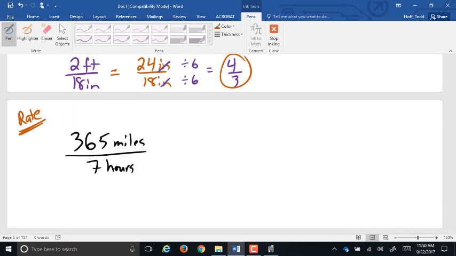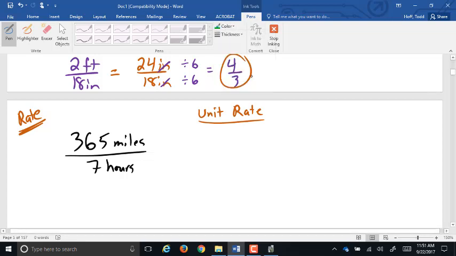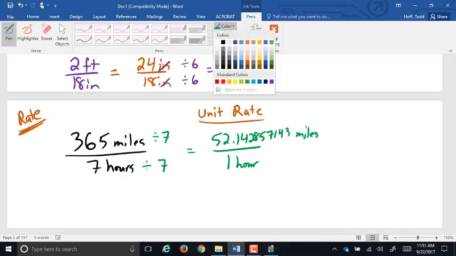In a rate, we almost always express it as what's called a unit rate. We turn the denominator into 1. And the way we do that technically is we divide by the numerical value of the denominator. 7 is our number in the denominator, our bottom number. So we're going to divide both the top and bottom by 7. Well, 7 hours divided by 7 is just 1 hour. 365 miles divided by 7 is what? 52.142857143? Something like that? Miles? Something like that, right? Approximately.